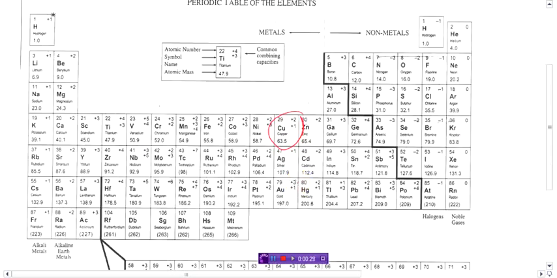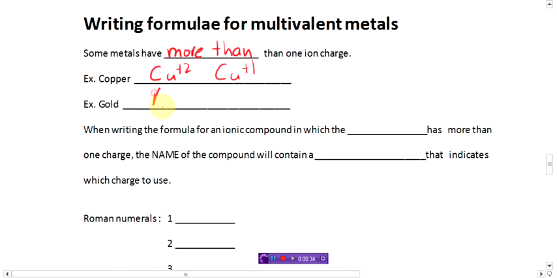Gold can have a charge of +3 or +1. So when you're writing the formula for an ionic compound in which the metal has more than one ion charge, the name of the compound will contain a Roman numeral that indicates which charge to use.